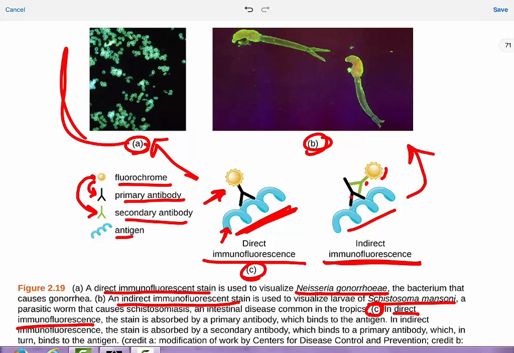And again, remember the secondary one, the indirect immunofluorescence, is because we can dye lots and lots of secondary antibodies. A primary antibody may be very specific for this one tiny location on this pathogen. But then we could have several of these secondary antibodies attached to the primary antibody, for example. And then this would really brightly glow. And you can see that here and how bright this is.